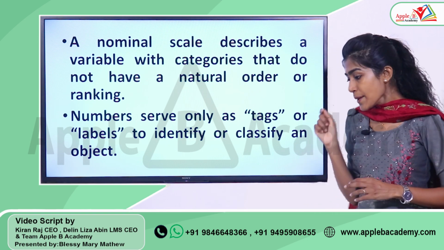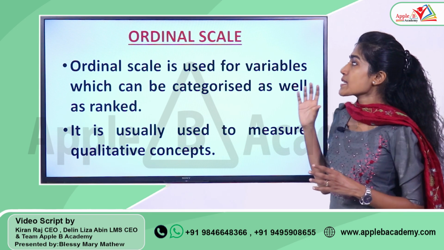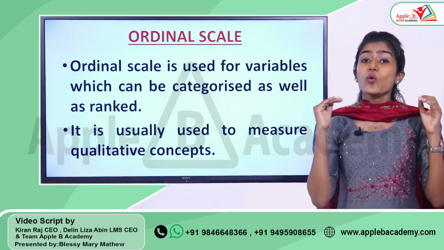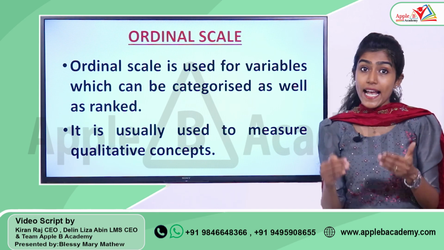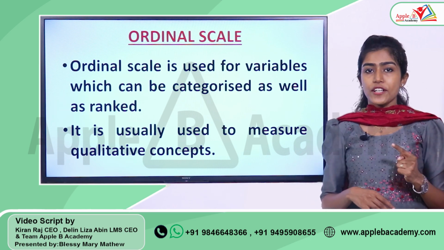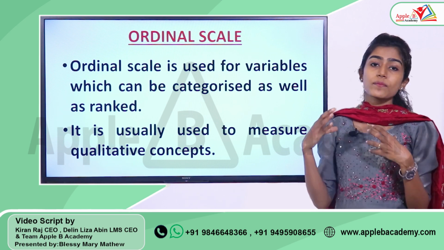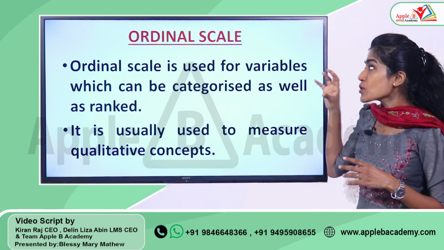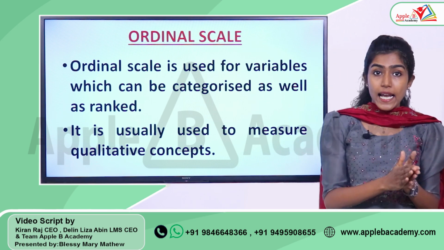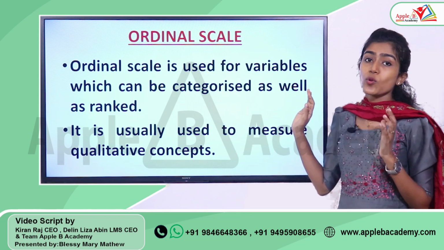So this is nominal scale, and now we are moving to the second type of scale, that is ordinal scale. So what is the peculiarity of ordinal scale? This ordinal scale can be used for data variables which can be categorized as well as ranked. When we discussed nominal scale, what did we mention there? The nominal scale is used for data variables that can be categorized but cannot be ranked. But when it comes to ordinal scale, we can use it for variables that can be both categorized as well as ranked, and it is usually used to measure qualitative concepts.